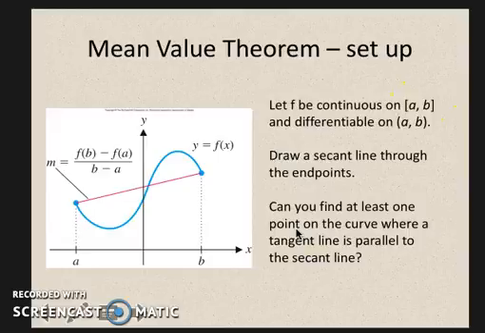Now if you draw a secant line through point a and point b, what would be the slope of this line? The slope is (f(b) minus f(a)) over (b minus a). It's y2 minus y1 over x2 minus x1. That's the slope of the secant line. Now, the question is, can you find at least one point on the curve where the tangent line is parallel to the secant line? That means the slope of the tangent line is exactly the same as this secant line. Yes, there would be a point here and a point there.